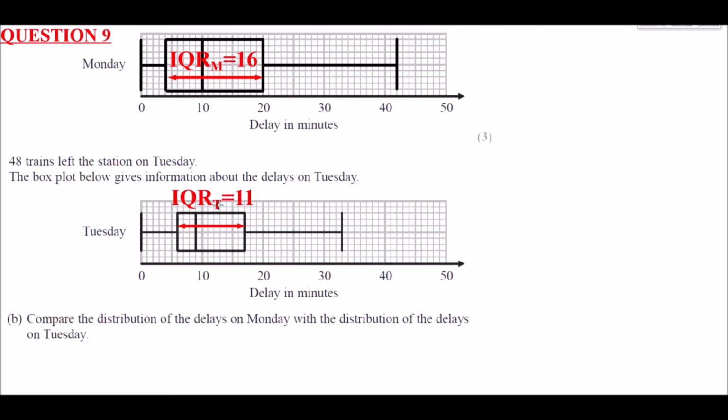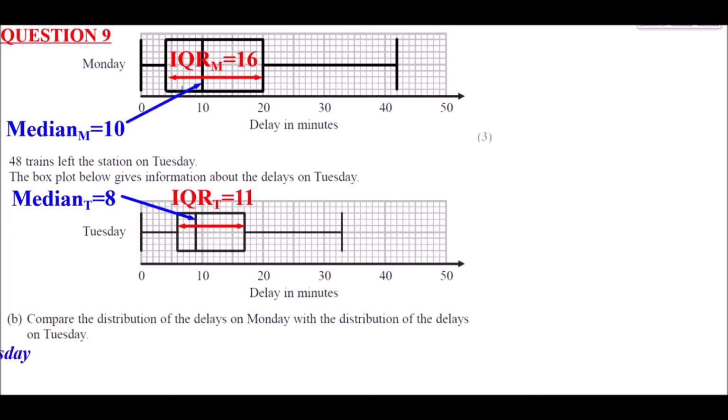We also need to compare a measure of the central tendency. So for this one here, we need to compare an average, and the average we're going to use is the median. So what's the position of the median for both? Well, the median for Tuesday is 8, the median for Monday was 10. So based on the medians and the interquartile ranges, we compare these statistics for both. So two comparisons, 2 marks.